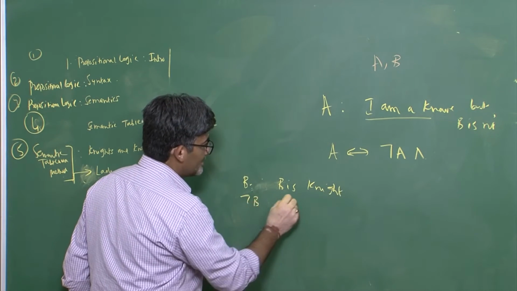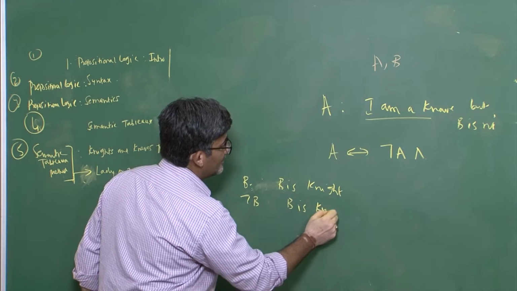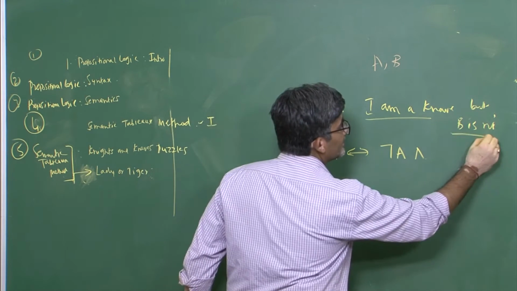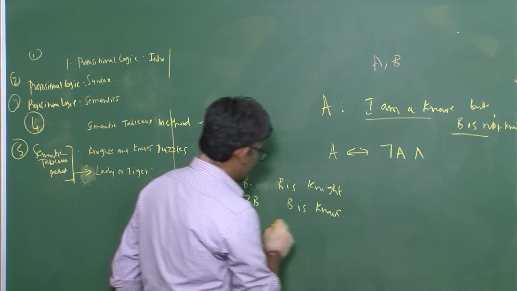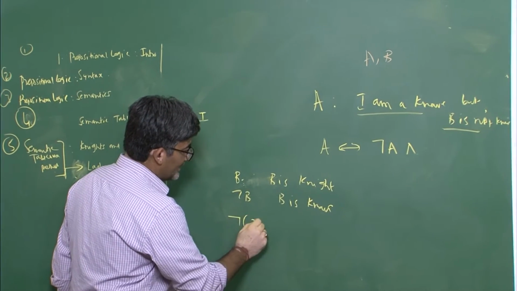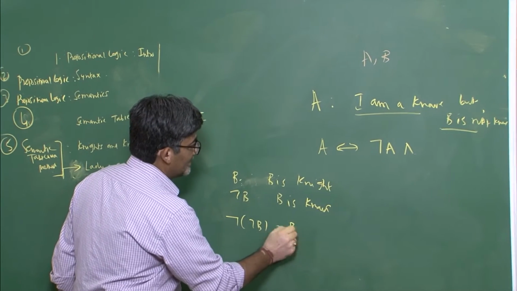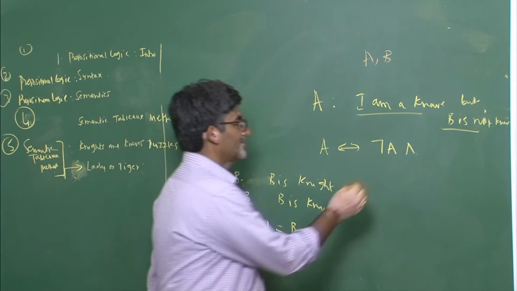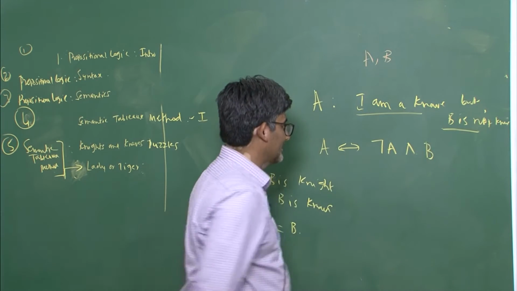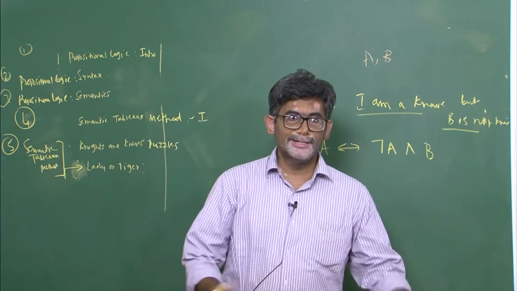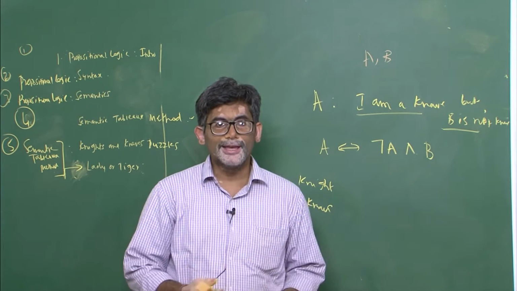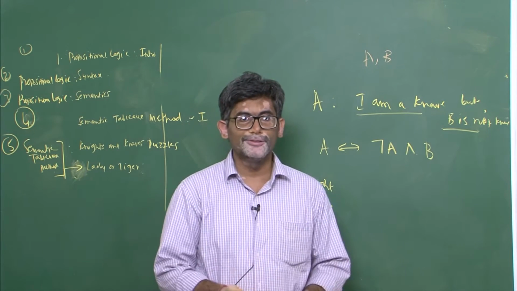Not B means B is a knave. But here we have B is not a knave. B is not a knave means it is not the case that not B. So that means B has to be a knight. So it has to be like this. So now what we have done here is that we have translated the English language sentence appropriately into the language of propositional logic.